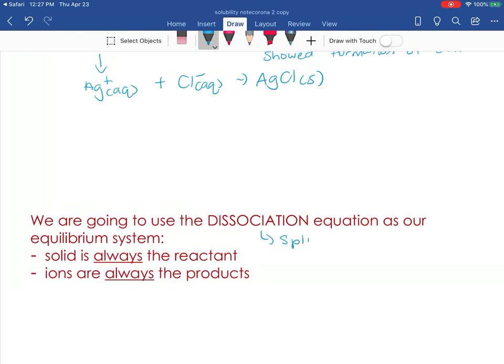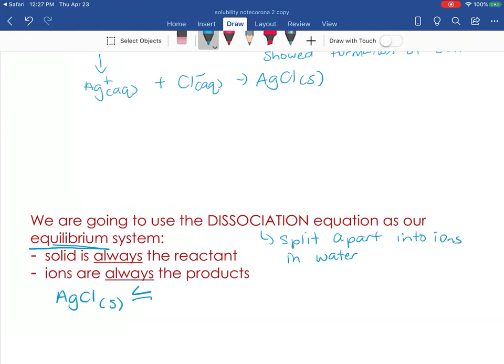Okay, so the dissociation equation, again, you have to remember what dissociation means, which is essentially also the definition of an aqueous solution. You have ions dissolved in water. So what we're going to do is use the dissociation equation. In grade 11, we would have said that silver chloride was insoluble. And now we're going to say, well, we can get it to dissolve a little bit, but it is going to exist with reversibility, as an equilibrium system.